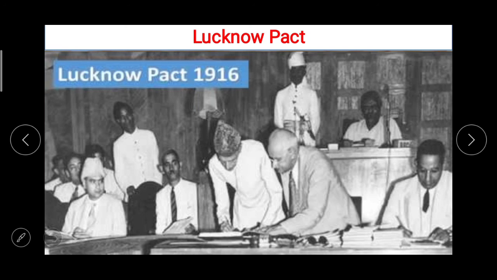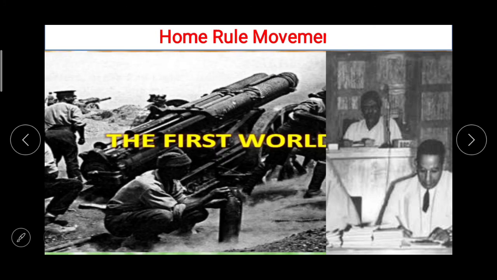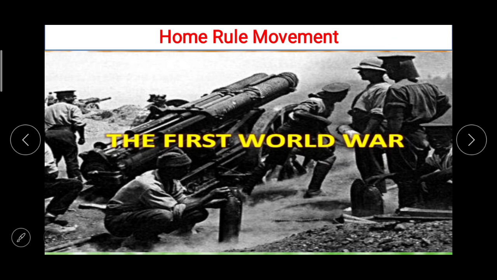Now, according to this pact, the Indian National Congress agreed to separate electorates to Muslims, and Muslim League agreed to support the Indian National Congress in its work for getting political rights to India. तो दोनों में एक समझौता हुआ बिटवीन द मुस्लिम लीग एंड इंडियन नेशनल कांग्रेस में. Then the Home Rule movement.